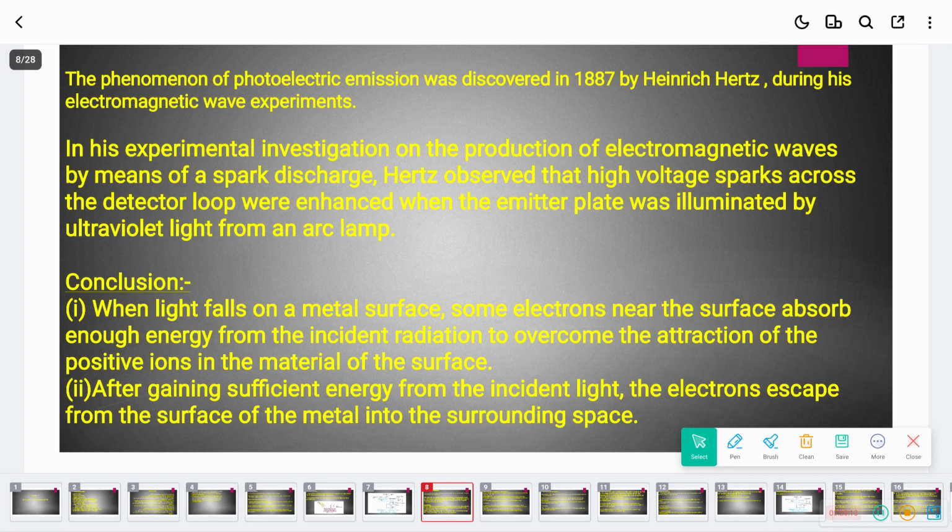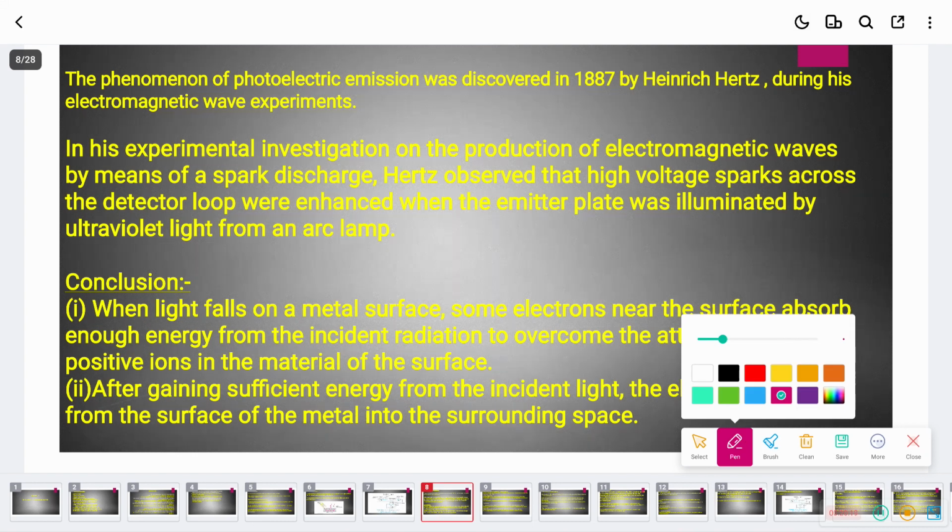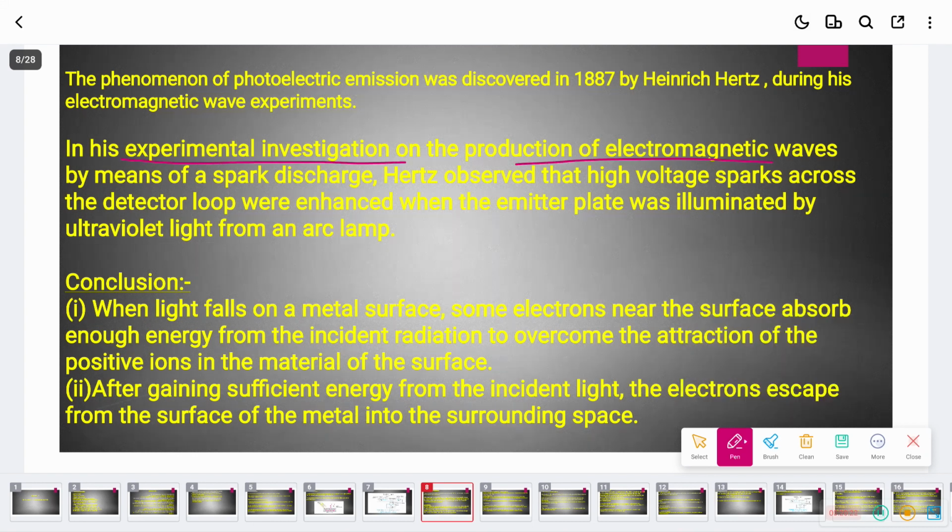Next, in his experimental investigation on the production of electromagnetic wave by means of a spark discharge, Hertz observed that high voltage sparks across the detector loop were enhanced when the emitter plate was illuminated by UV light. So what he told is that he saw some spark, and that spark will be more when UV light is falling. That means this experiment of the photoelectric effect was initiated by whom? Hertz. But who took the credit? Einstein.